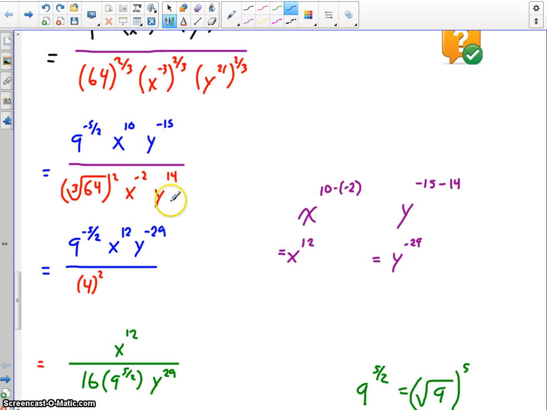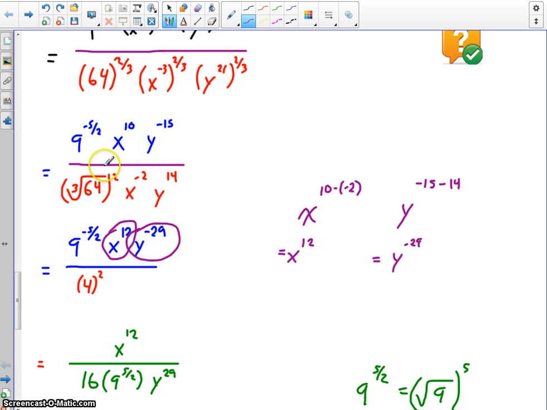Okay, so once I had that done, then I looked at trying to simplify the x's. So I looked here, I had x to the exponent 10 divided by x to the exponent negative 2. I'm dividing powers with the same base. I subtract the exponents. So over here, I have x to the exponent 10 minus negative 2, which is x to the 12. So that gave me the x to the 12 here in this next line. Okay, so for the y's, it's something similar. I have y to the exponent negative 15 divided by y to the exponent 14, so subtract the exponents. Negative 15 minus 14 gives me y to the negative 29. So it gave me that one there.